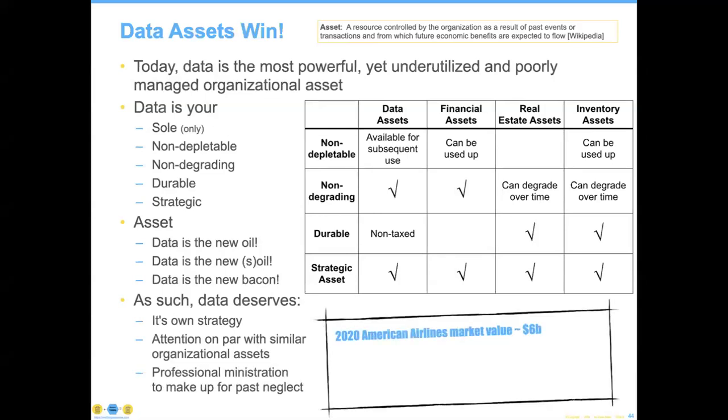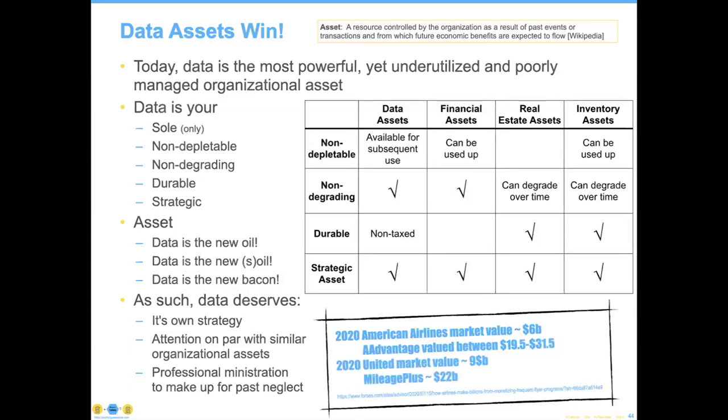And you will need professional administration to make up for the past neglect. I'm going to show you what I consider to be an egregious example of this, just to see how real it is. In 2020, both American and United Airlines were valued by a Forbes Marketplace article at 6 billion and 9 billion US respectively. But they were valued at the data in their frequent flyer program as being tens of billions of dollars over this.